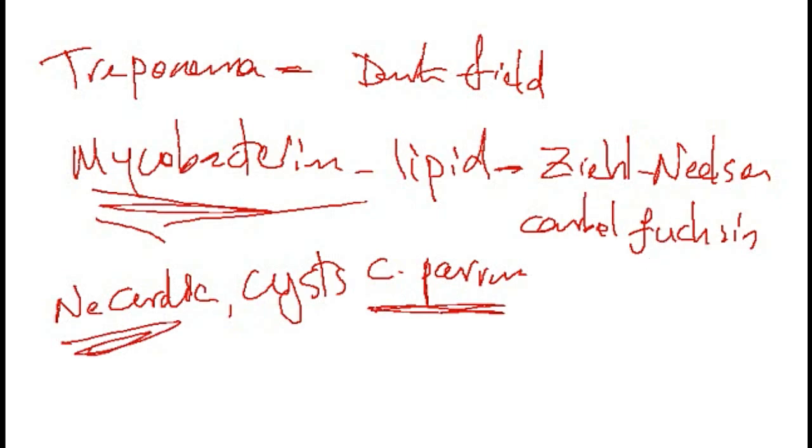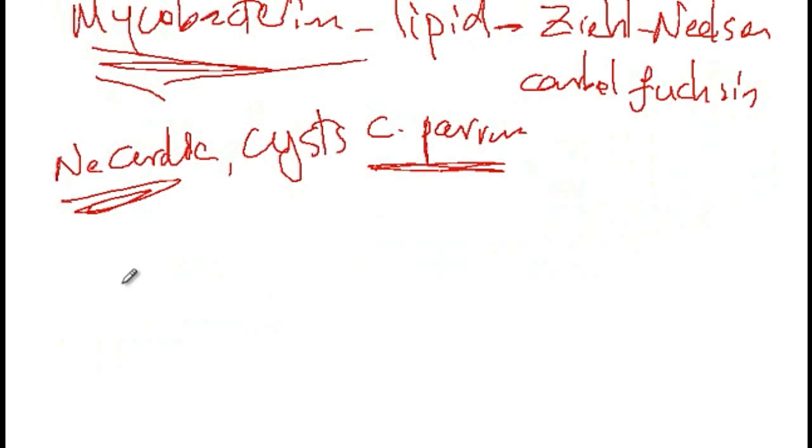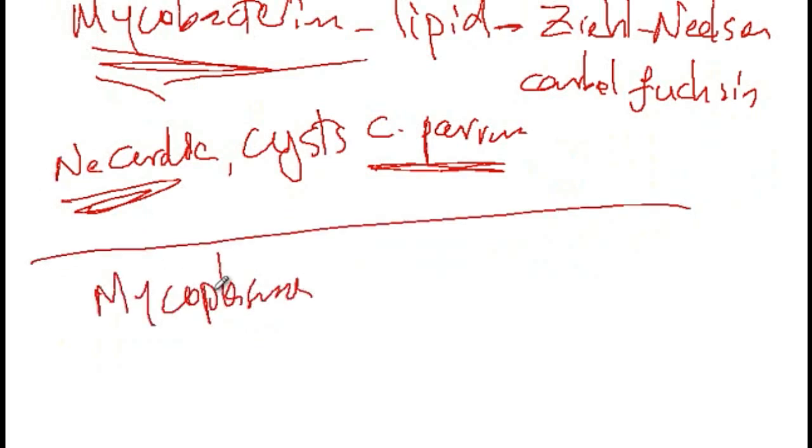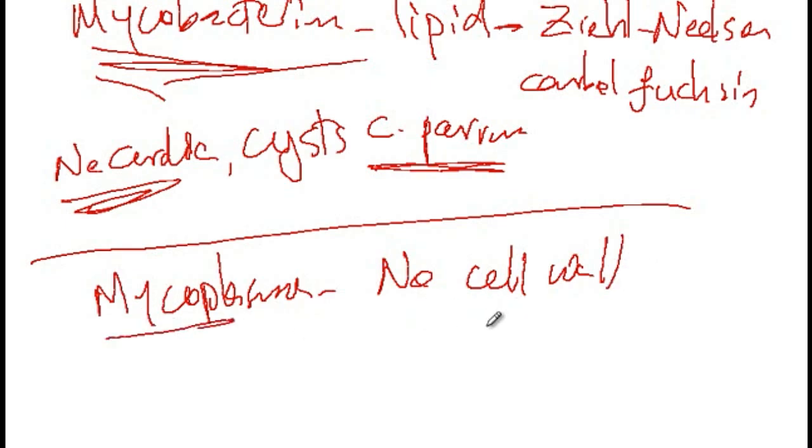And then we have Mycoplasma. Mycoplasma doesn't stain well with the Gram stain, and the reason for that is that it has no cell wall. We just discussed that the Gram stain stains the cell wall. So if Mycoplasma has no cell wall, then it won't be stained with the Gram stain.